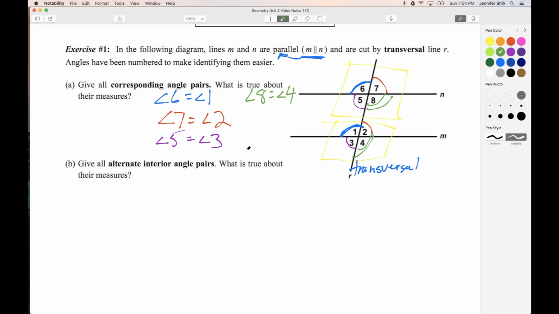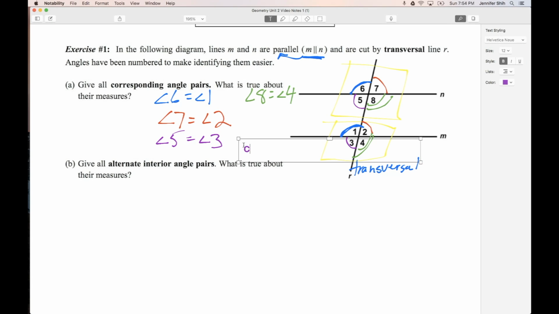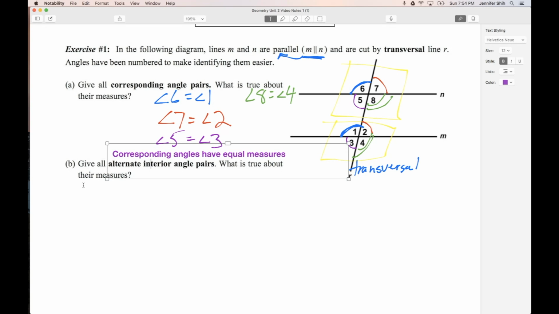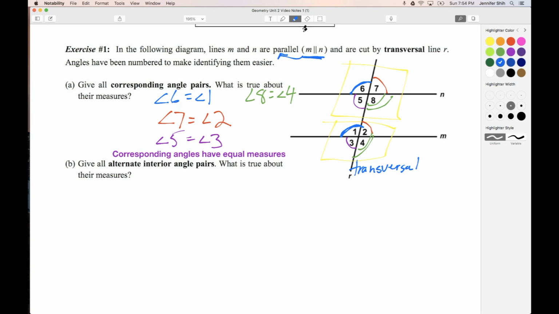And what does this mean about their measures? Well, this means corresponding angles have equal measures. And this is something that we're going to use in the future for a problem-solving tool. When we look for missing angles, we can actually use corresponding angles to gain more information. Same with the words alternate interior angles. With our alternate interior angles, they come in pairs. And then what is true about their measures? Well, I'm going to take this away now.